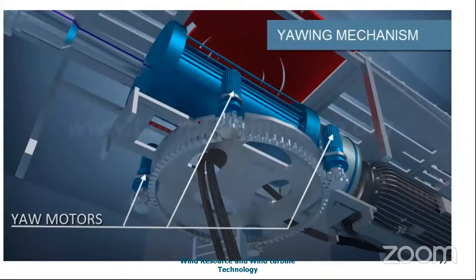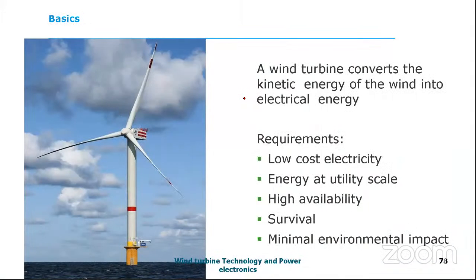You can see how the yawing mechanism works, and this is the tower top. This is the motor, this is the gears, and this is the tower. Depending on the wind direction, it turns the entire rotor towards the direction of the wind, right?